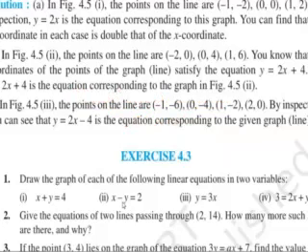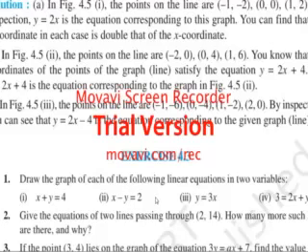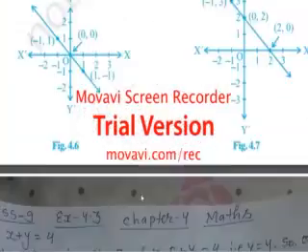Now we can even keep y is equal to 1. Then minus 1 will go that side, and it will become x is equal to 3. So we can write 3 comma 1 also. So you can see here what I have done in the solution.